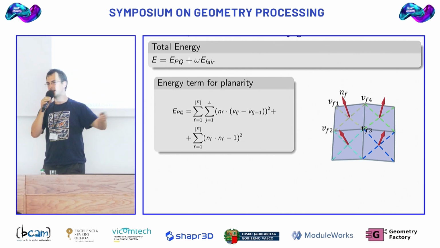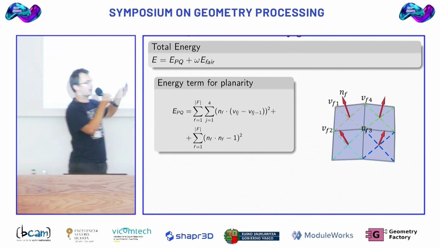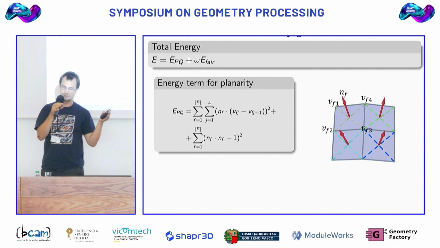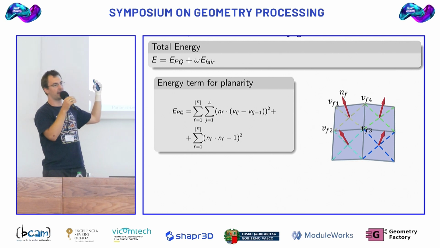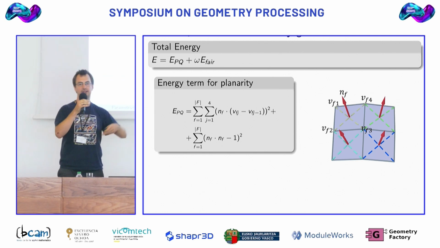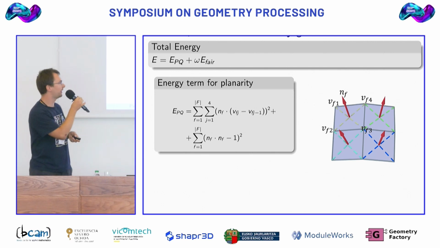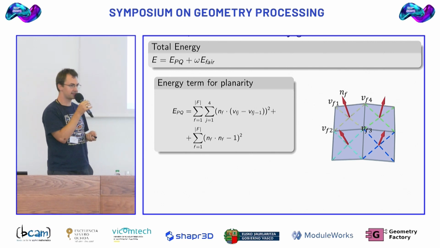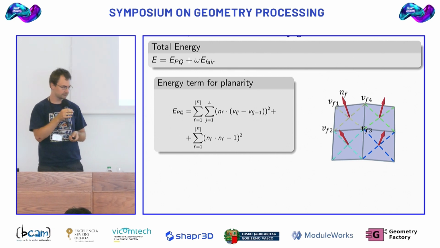We square all of them and add all of them. And then we also require NF to have unit length so that it doesn't shrink to 0. And then we have our energy term. And you can minimize this with any gradient descent method. And if this energy term is 0, then all the quads are planar.